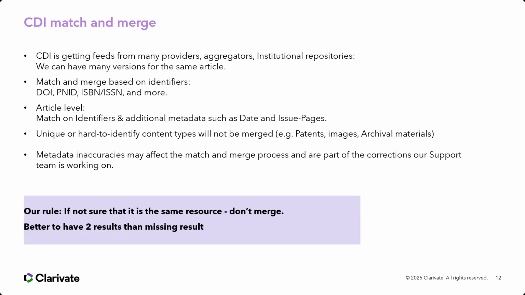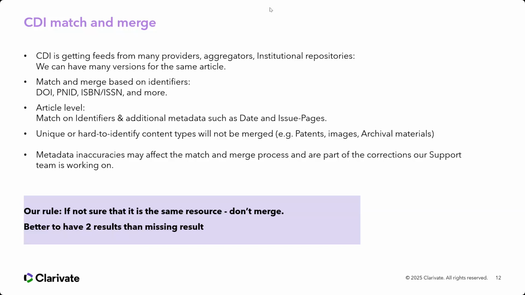but we're also using additional metadata, for example, the publishing date, the issue, the volume, and the pages, start page and end page. This is how we know that two versions of the same article are actually the same one. But CDI is mostly academic content. This is very important, but we also have a lot of other content.